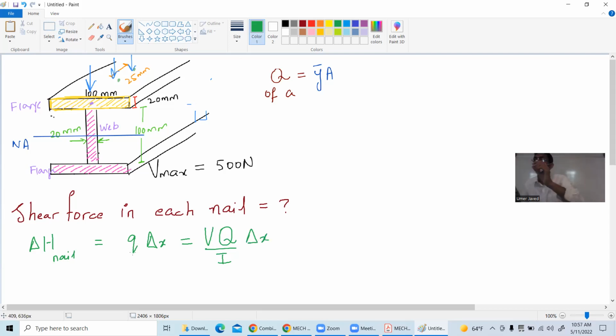You have to say it from your mouth. You can just murmur shear flow. Small q is shear flow. Okay. Small q is shear flow because if you enter into graduate studies, they will keep on using this shear flow, I think. VQ over I delta X is your formula.